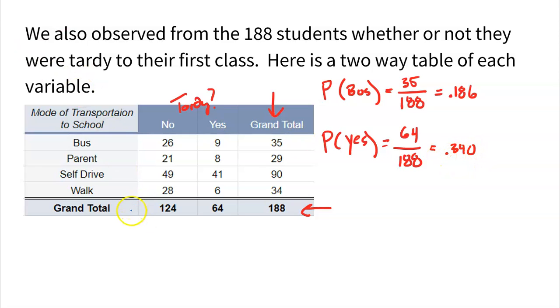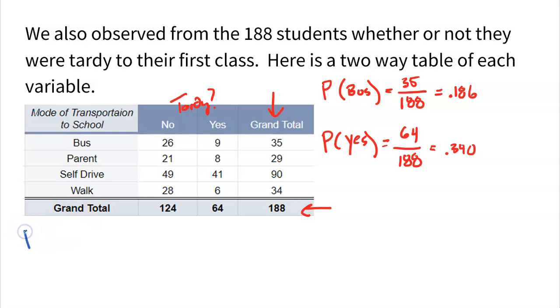But we could also do something called conditional distributions. These are looking not at the numbers in the margins or the totals. These are looking at the numbers on the inside of the table, the 26, the 9, the 21, the 8, and so forth. So let's talk about what that would mean. So let's just say we ask this question. Amongst the kids that drive themselves to school, what percent are tardy or proportion are tardy?